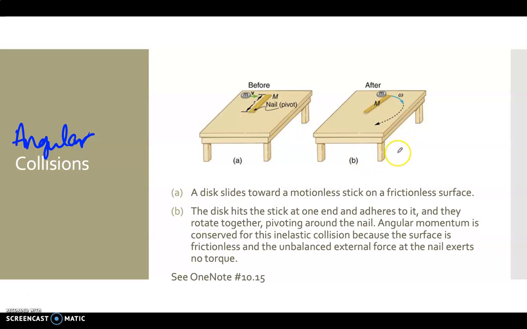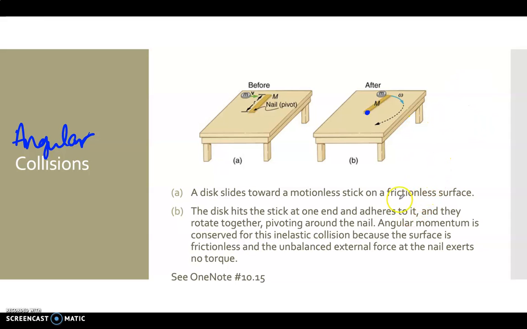on a frictionless surface. And in B, after that disc hits that stick, it adheres or sticks to it, and they rotate together with some omega, some angular velocity, about some pivot point. It would be somewhere right there. It's pivoting around a nail.